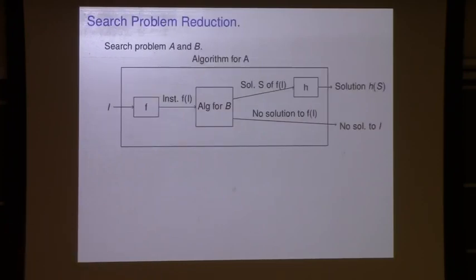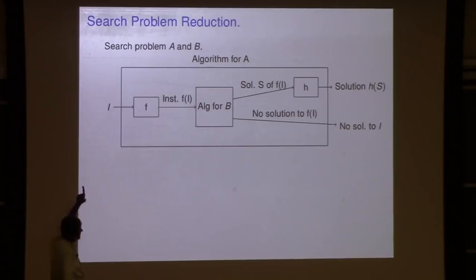Okay, so this is a reduction. Does everybody recognize this? You have an instance, you have some way of translating, you have a search problem A and B. An algorithm for A, what this is saying is you use a subroutine algorithm for B. It's not any more complicated than using a subroutine. That's really all you're saying. That's what a reduction is. It's saying I can use a subroutine for algorithm B for algorithm A. And what does that mean?